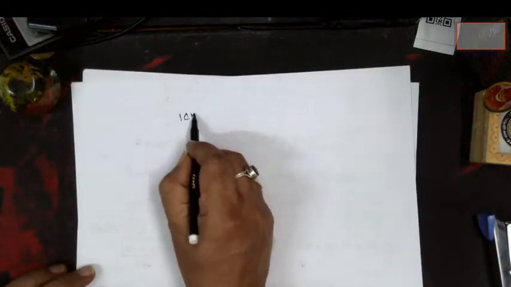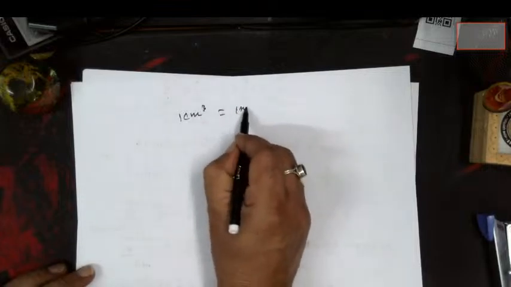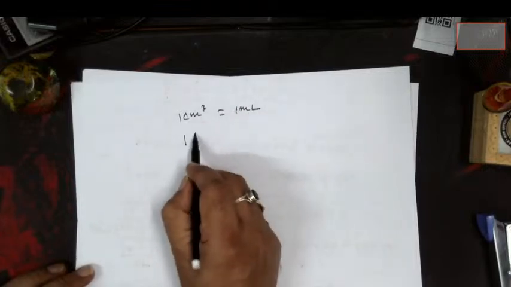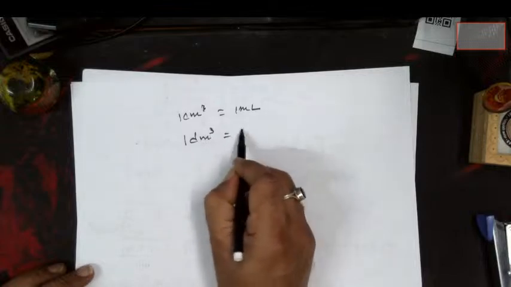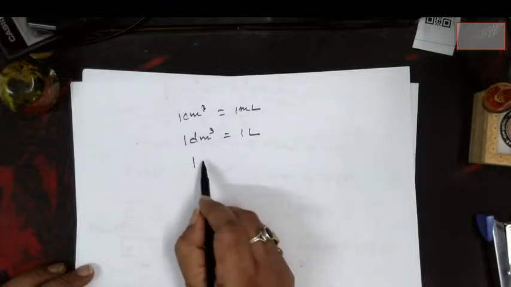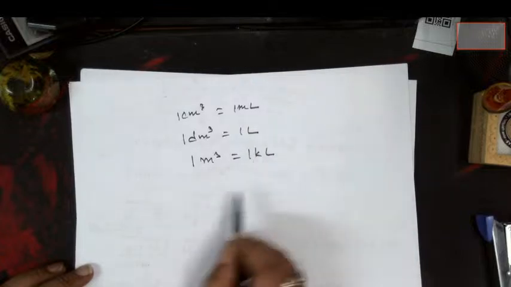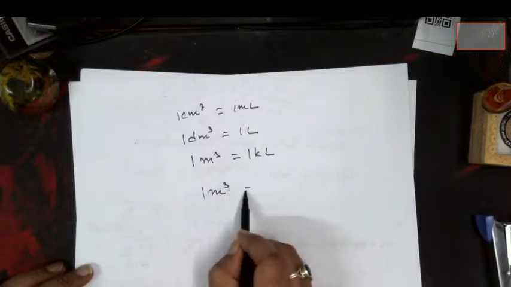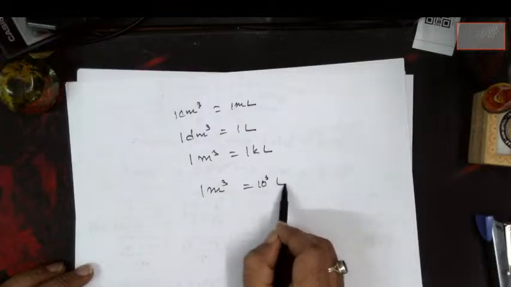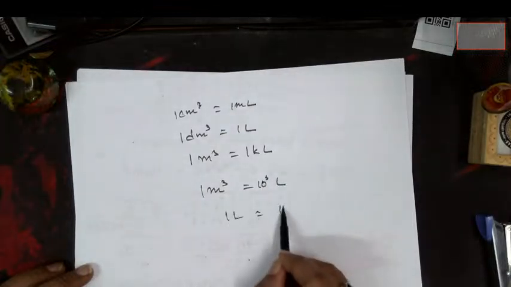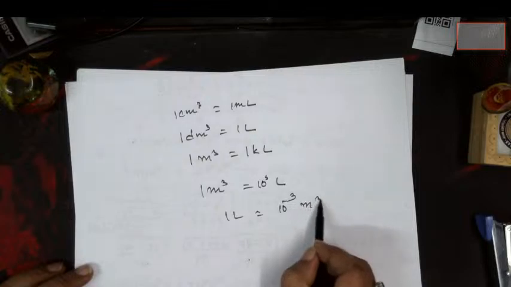1 cubic centimeter is equal to 1 milliliter. 1 decimeter cube is equal to 1 liter. 1 cubic meter is equal to 1 kiloliter. அப்போ 1 cubic meter அப்படிங்கிறது 10 cube liter. அப்போ 1 liter is equal to 10 power -3 cubic meter. இந்த கன்வர்ஷன்ஸ்லாம் நிறைய வால்யூம் ரிலேட்டடாக வரும்.